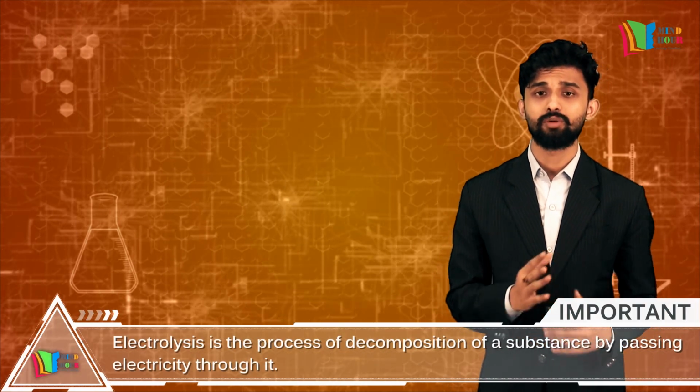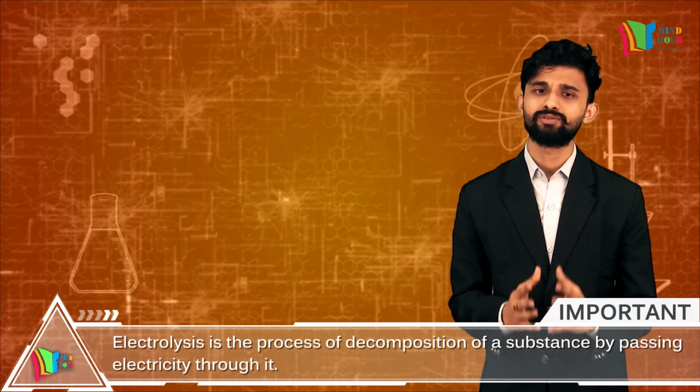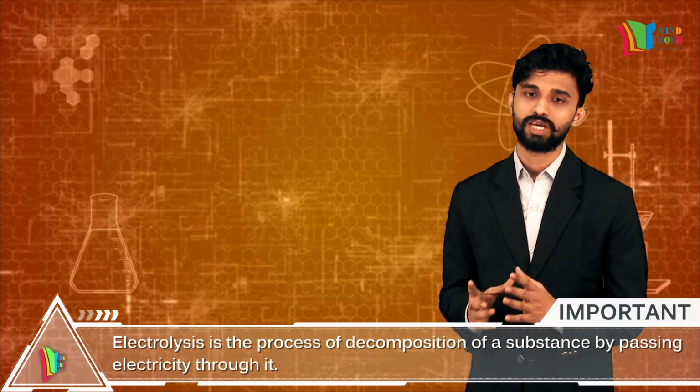Electrolysis is the process of decomposition of a substance by passing electricity through it in a molten or dissolved state. Electrolysis of fused magnesium chloride gives magnesium at the cathode and chlorine at the anode.